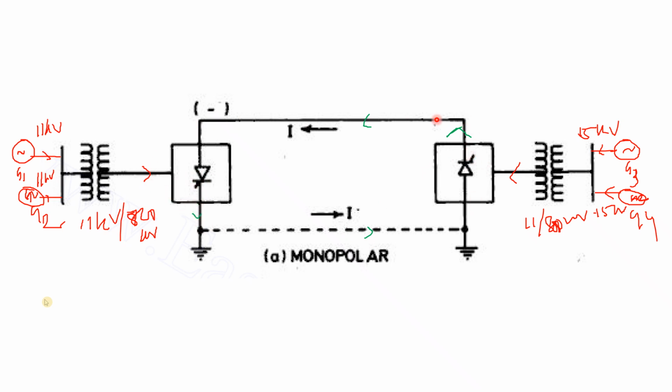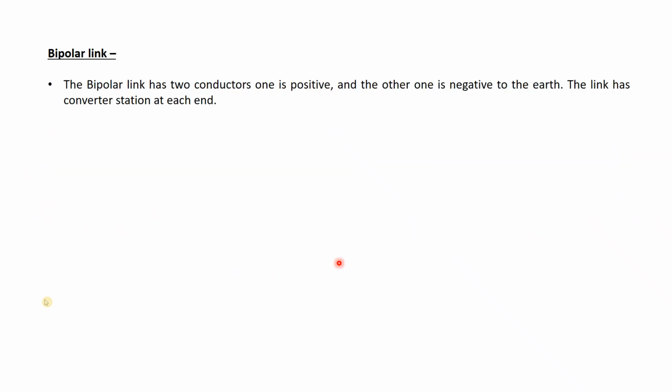That means we are connecting two links. Suppose this is one DC transmission and this is also one DC transmission, and we are connecting the two transmission systems with each other. So we are using this monopolar link. It is connected like this, and this is negative, and the positive is the ground. That is why it is called monopolar, because it is using a single pole, a single conductor.